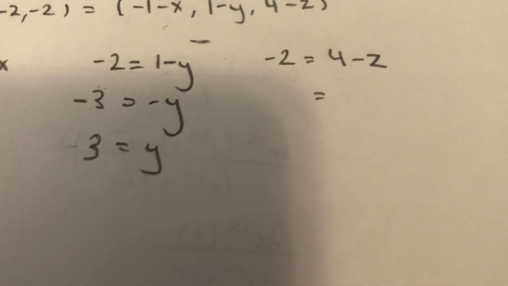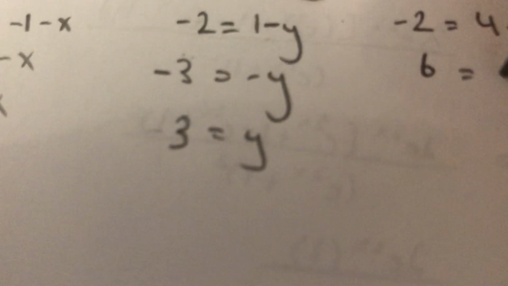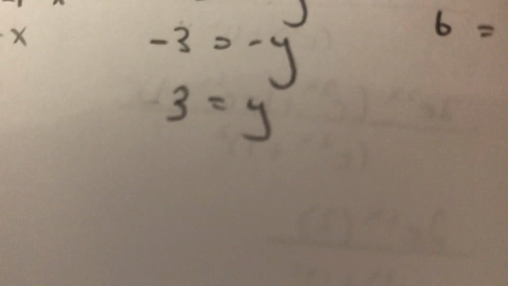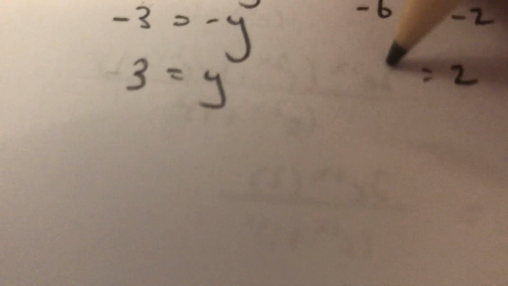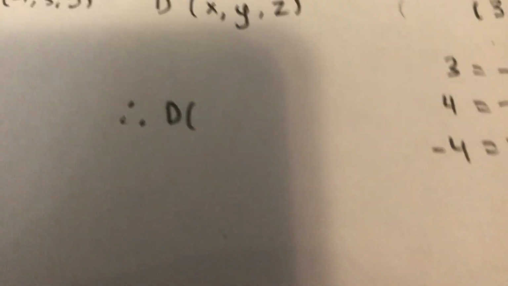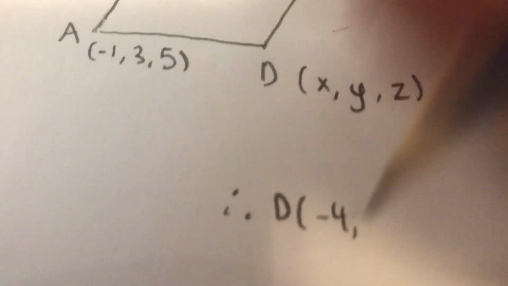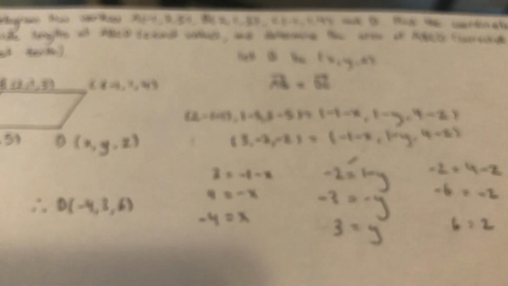And over here, we have 2 equals 4 minus z. If we bring the 4 over, we would have 6 equals -6. Once again, I made the same mistake. But -6 equals -z, and then z would equal just 6. So there, we found the coordinates of D. D has the coordinates of -4, 3, and 6. So there, that's our first step done.